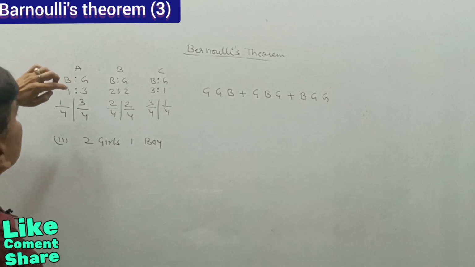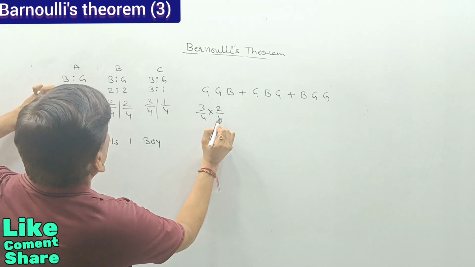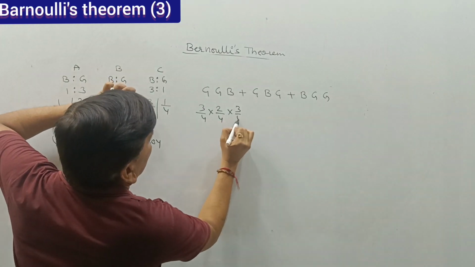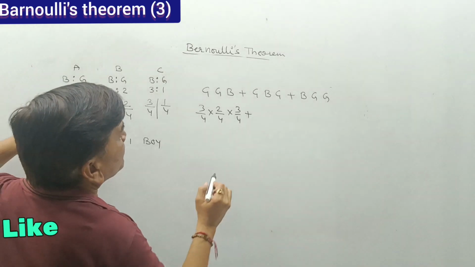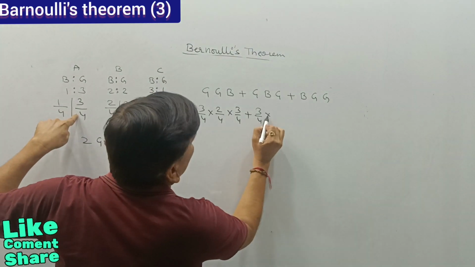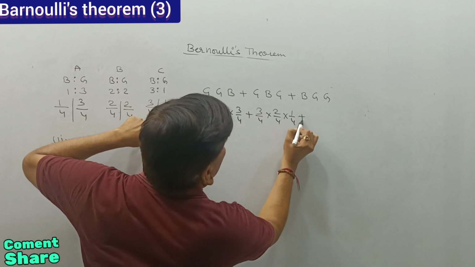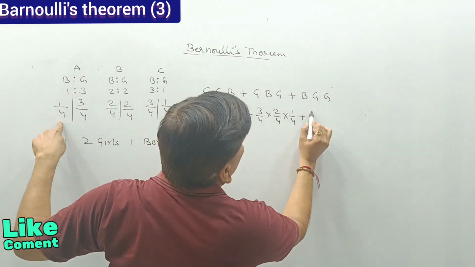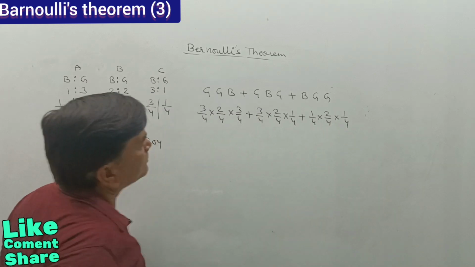So here the girl is 3 upon 4, then 2 upon 4, then the boy is 3 upon 4. Now girl is 3 upon 4, boy is 2 upon 4, and girl is 1 upon 4. Boy in first, that is 1 upon 4, 2 upon 4, 1 upon 4.